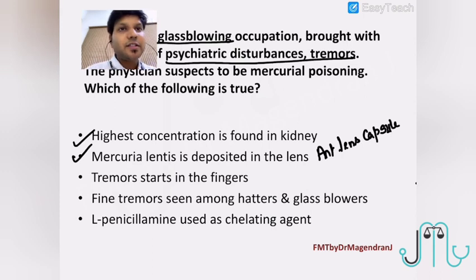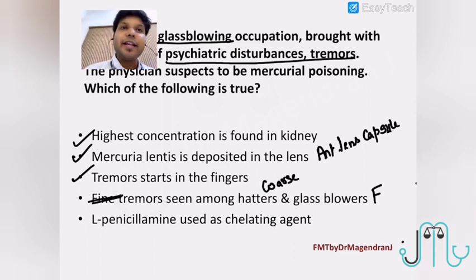Tremor starts in the fingers. Yes, it starts in the fingers. It progresses to the lip, tongue, and then it moves on to other parts of the body, like the limbs. Fine tremors seen among the hatters and glassblowers. Yes, tremors are seen in the hatters and glassblowers, but it is not fine tremor, it is coarse tremor. Right? Coarse tremor, it is not fine tremor. And this statement is false.